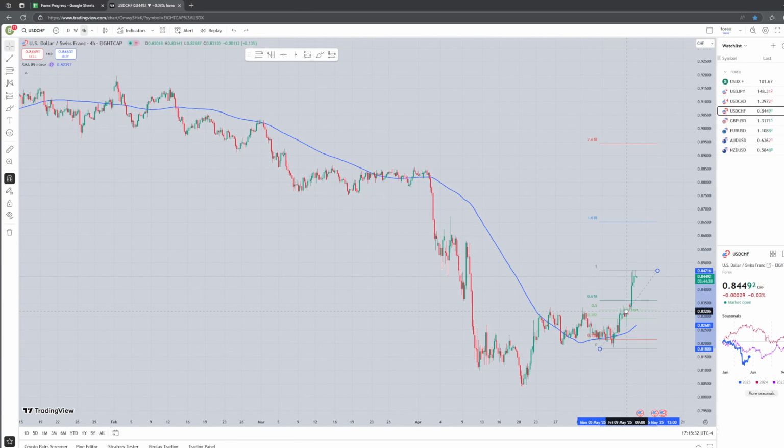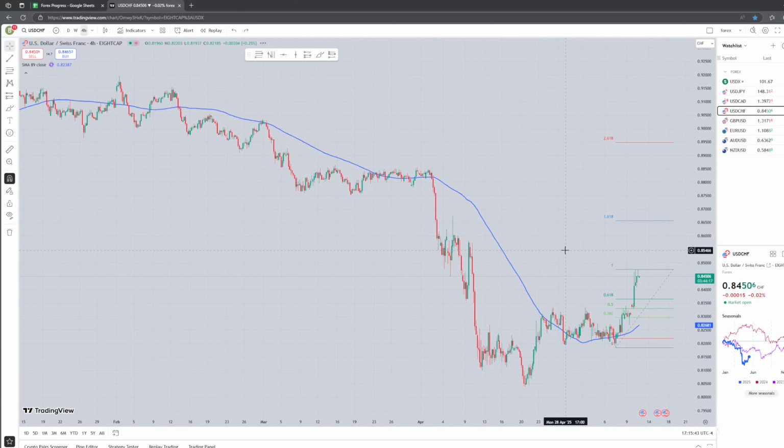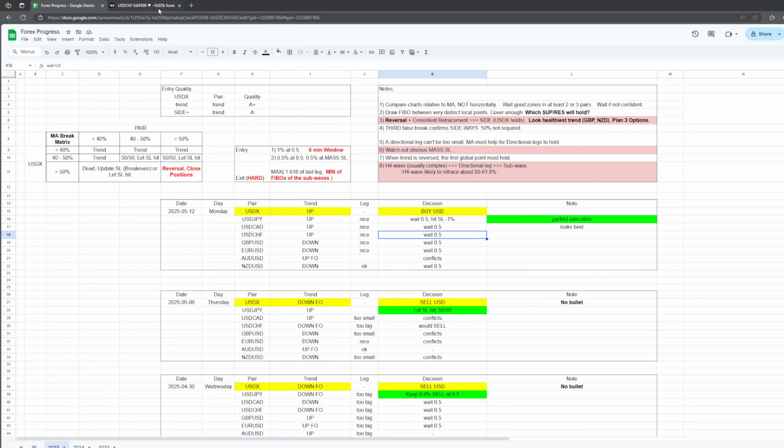So let's compare this leg size with the other directional legs. It's not too big, it's not too small, it's just a normally observed leg size. That's why I call it nice.